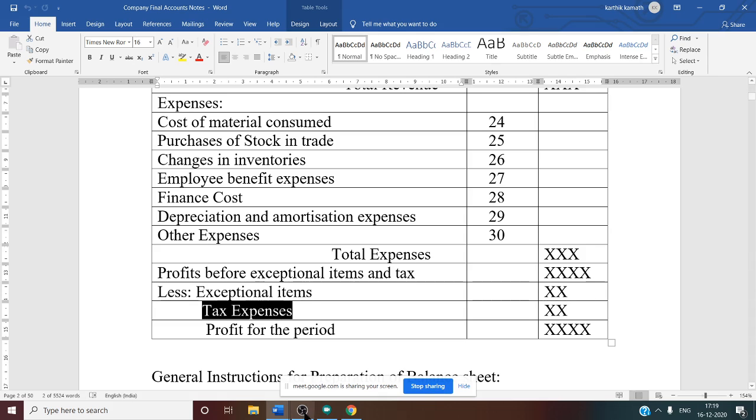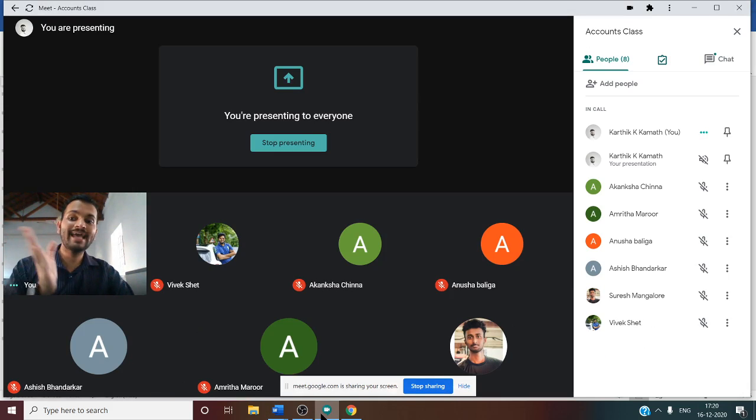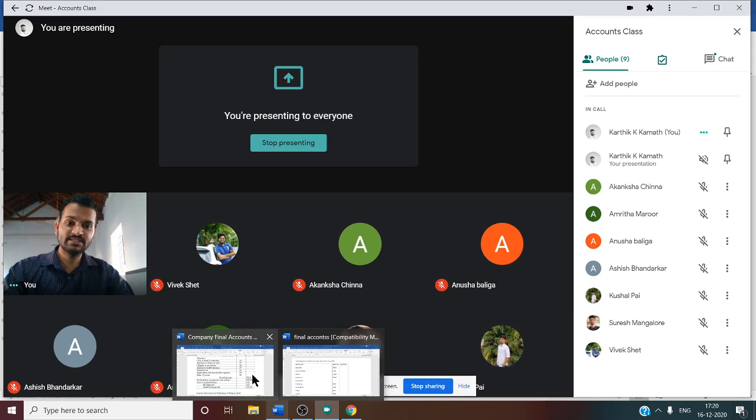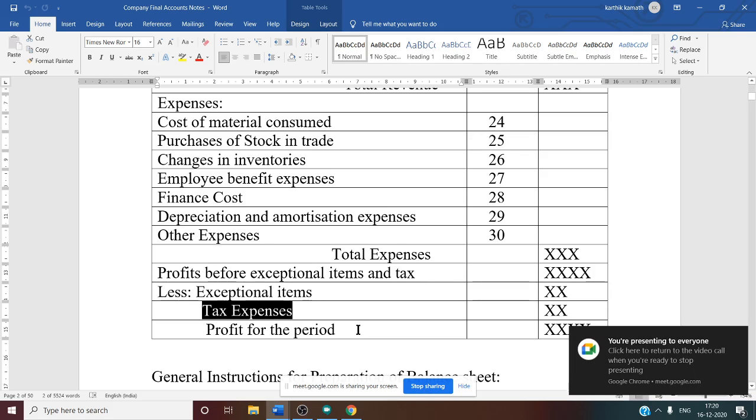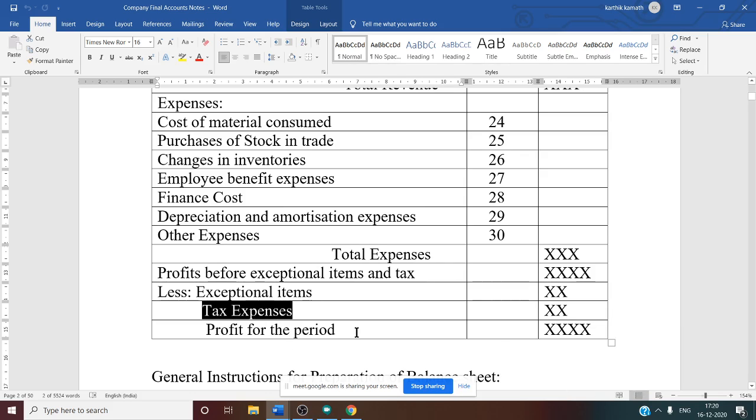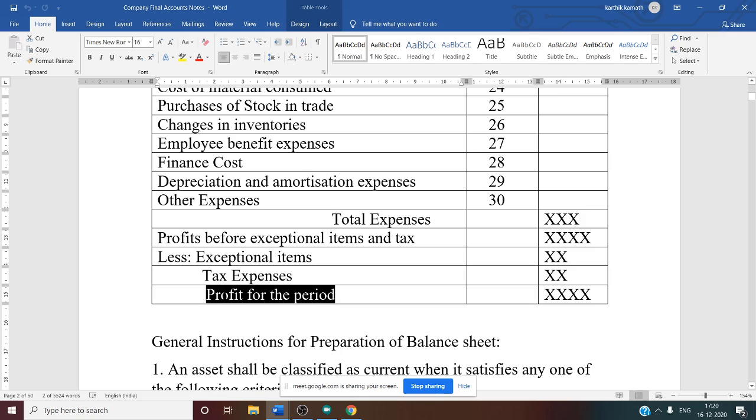Then if there is any dividend paid by the company, on the dividend paid the company has to pay tax. So that tax is known as corporate dividend tax. That tax also we have to consider under this one. See this, tax expenses. Then we can get the profit for the period. How to get profit for the period? After deducting the total expenses from total revenue, you will get profit before exceptional item and tax. From that, you have to deduct exceptional items and tax expenses. You will get profit for the period.